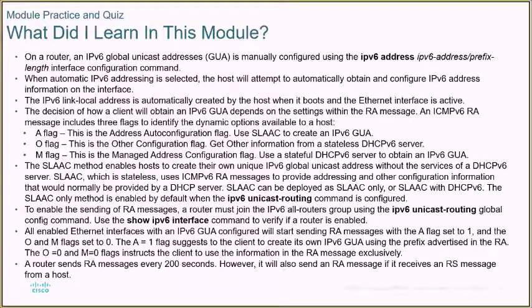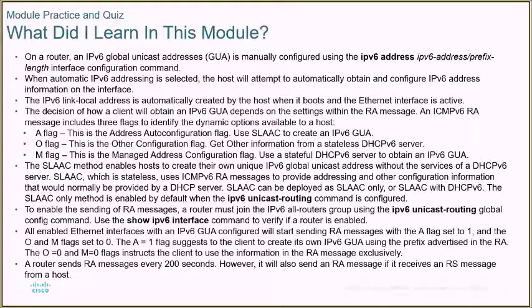The decision of how a client will obtain its global unicast address depends on the settings of the RA message. So, of course, we've got auto configuration, we've got other extra information, or we've got the managed options. The SLAAC method enables hosts to create their own unique IPv6 address without the services of a DHCP server. SLAAC, which is stateless, uses the router advertisement messages to provide addressing and other configuration information that would normally be provided by a DHCP server. It can be deployed as SLAAC only or SLAAC with DHCP.